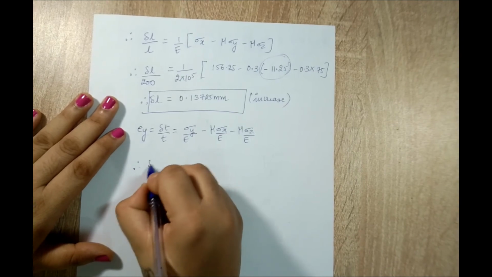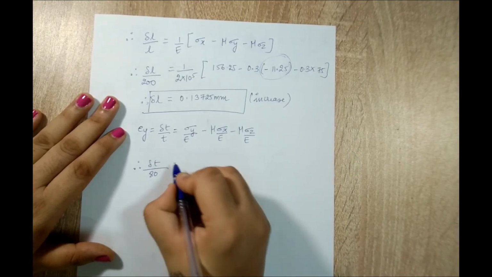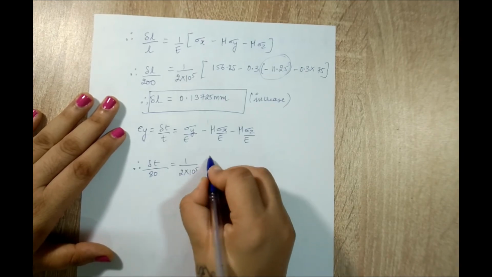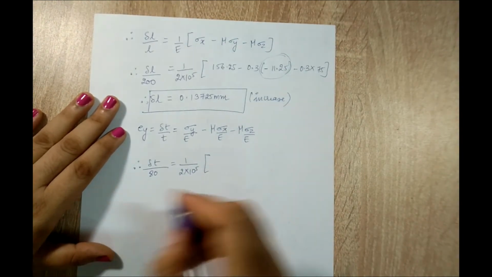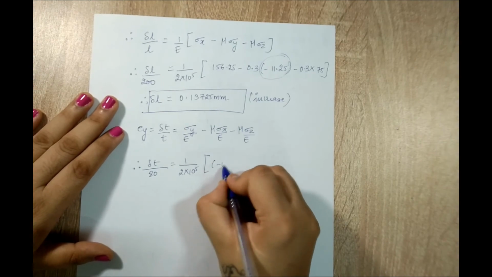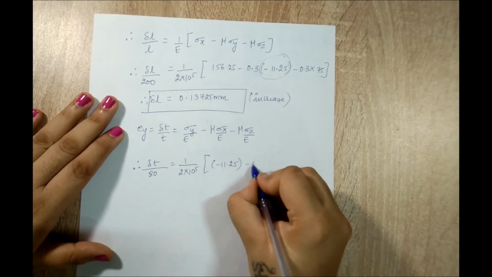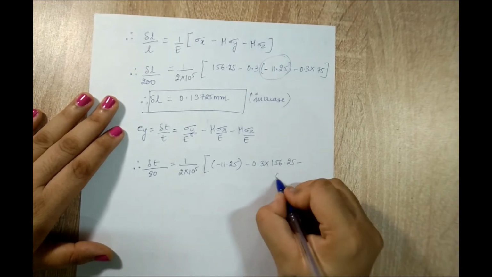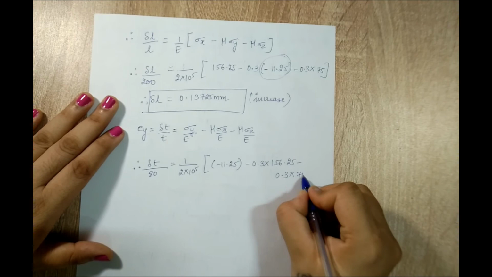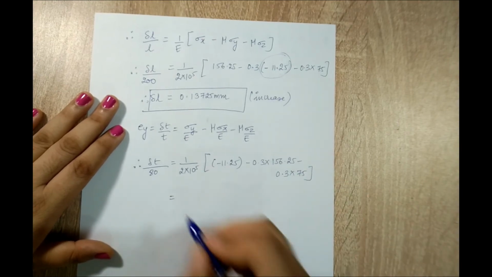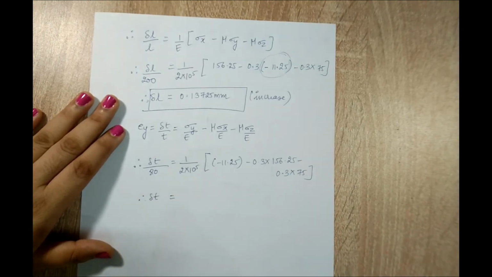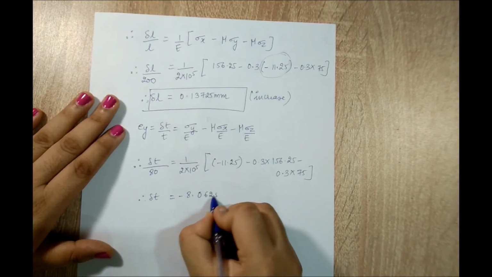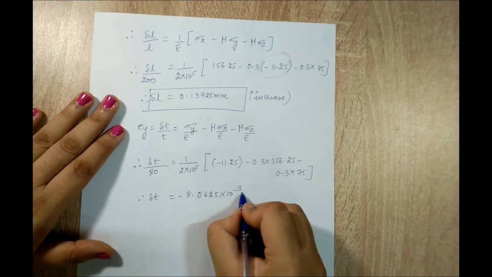So let me substitute delta T. T is 80, and here again E is common, so 2 into 10 raised to 5. What remains is sigma y, which is minus 11.25, minus 0.3 into 156.25 and minus 0.3 into 75. I get the answer of delta T as minus 8.0625 into 10 raised to minus 3 mm.